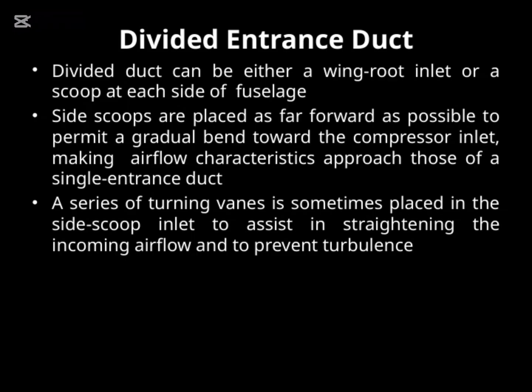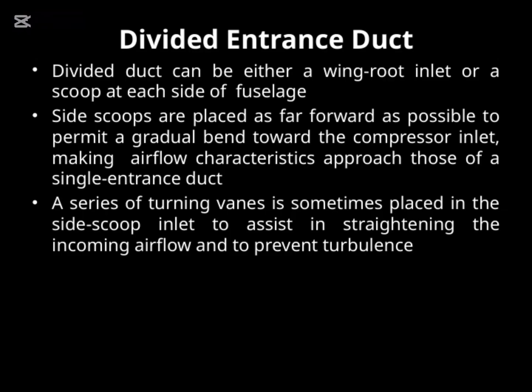Let's talk about the divided entrance duct. This type of duct can be designed as either a wing root inlet or a scoop located on each side of the fuselage. The placement of these side scoops is actually quite strategic. They are positioned as far forward as possible. This allows the airflow to bend gradually toward the compressor inlet, which is crucial for maintaining good airflow characteristics. The goal here is to make the airflow as smooth and efficient as possible, closely resembling the airflow you'd get with a single entrance duct.